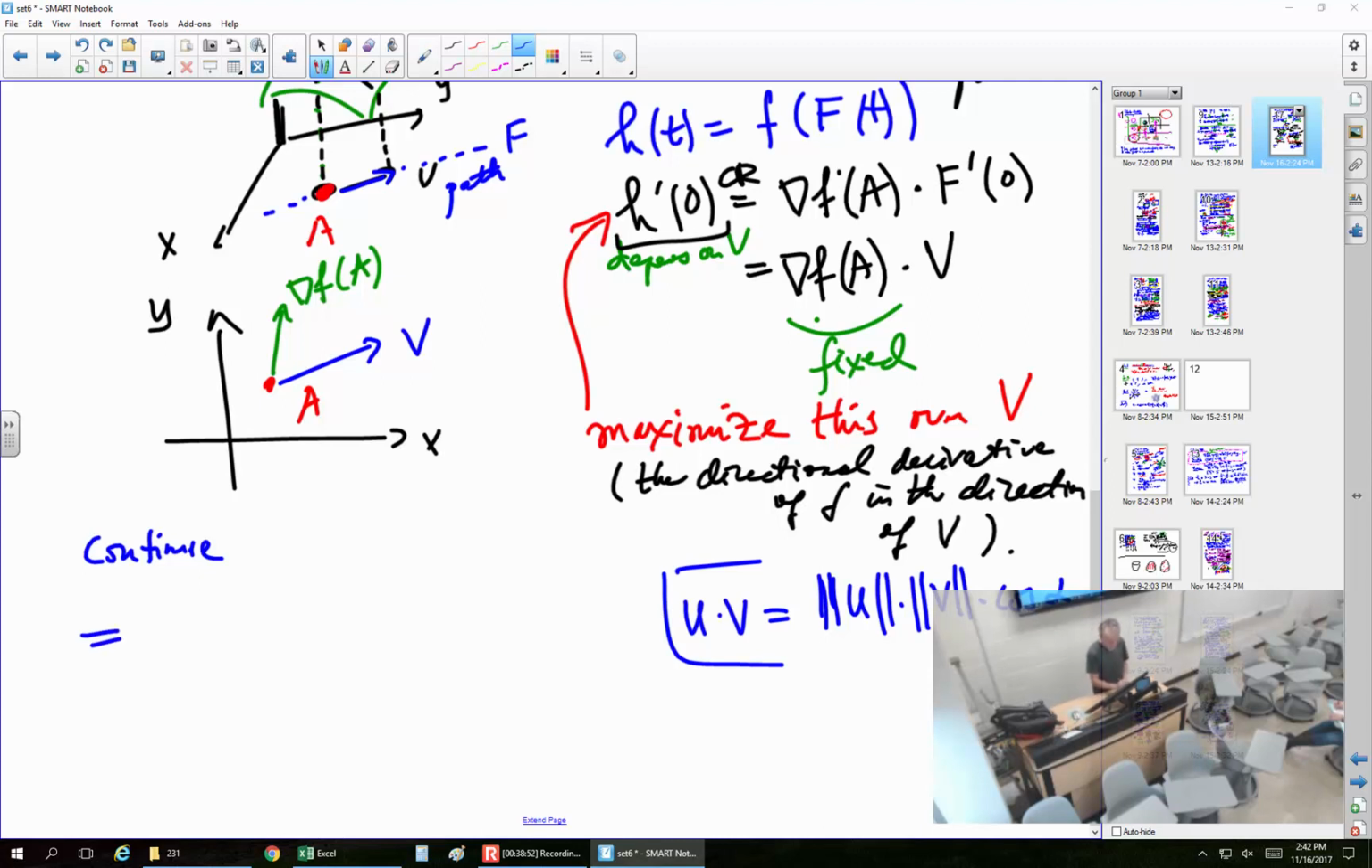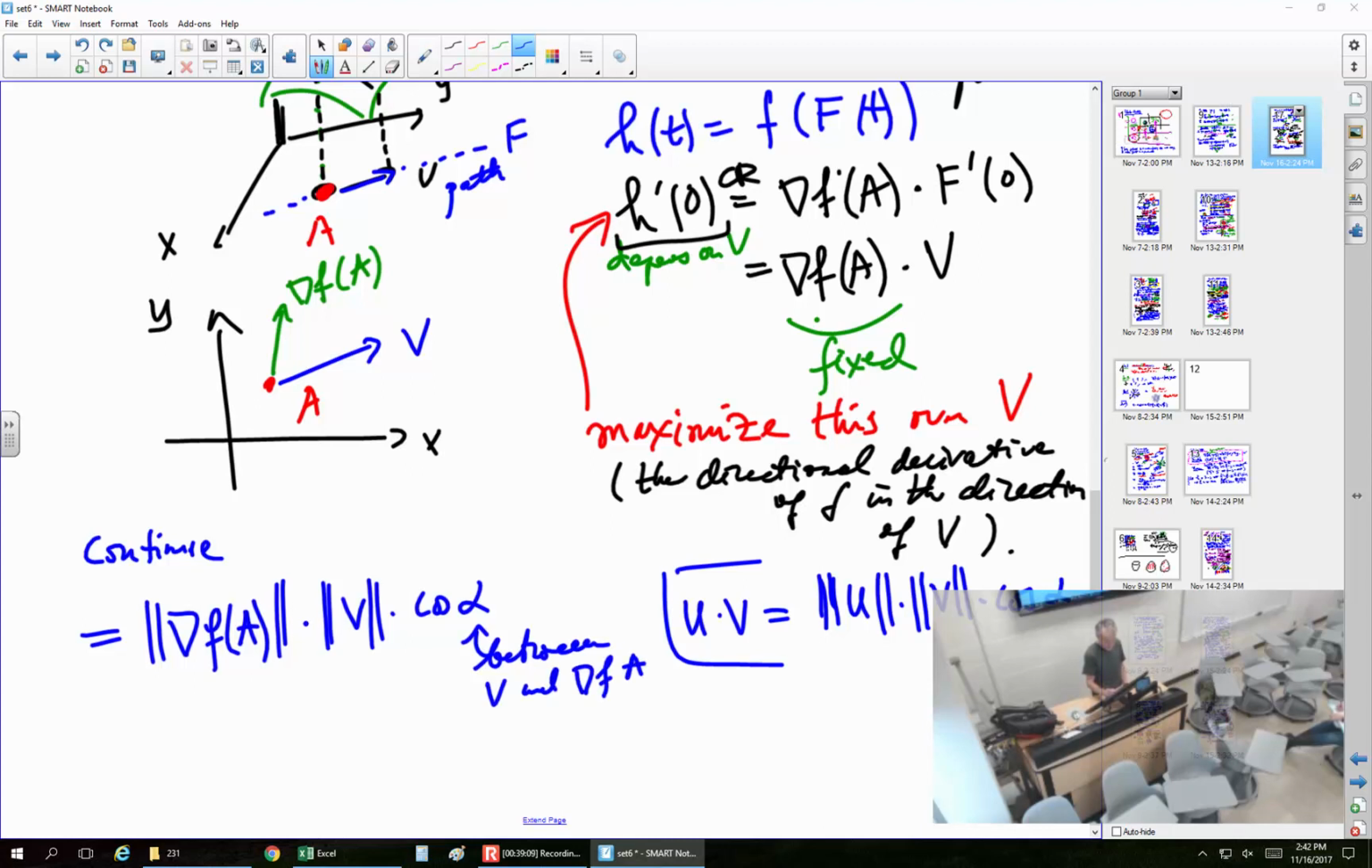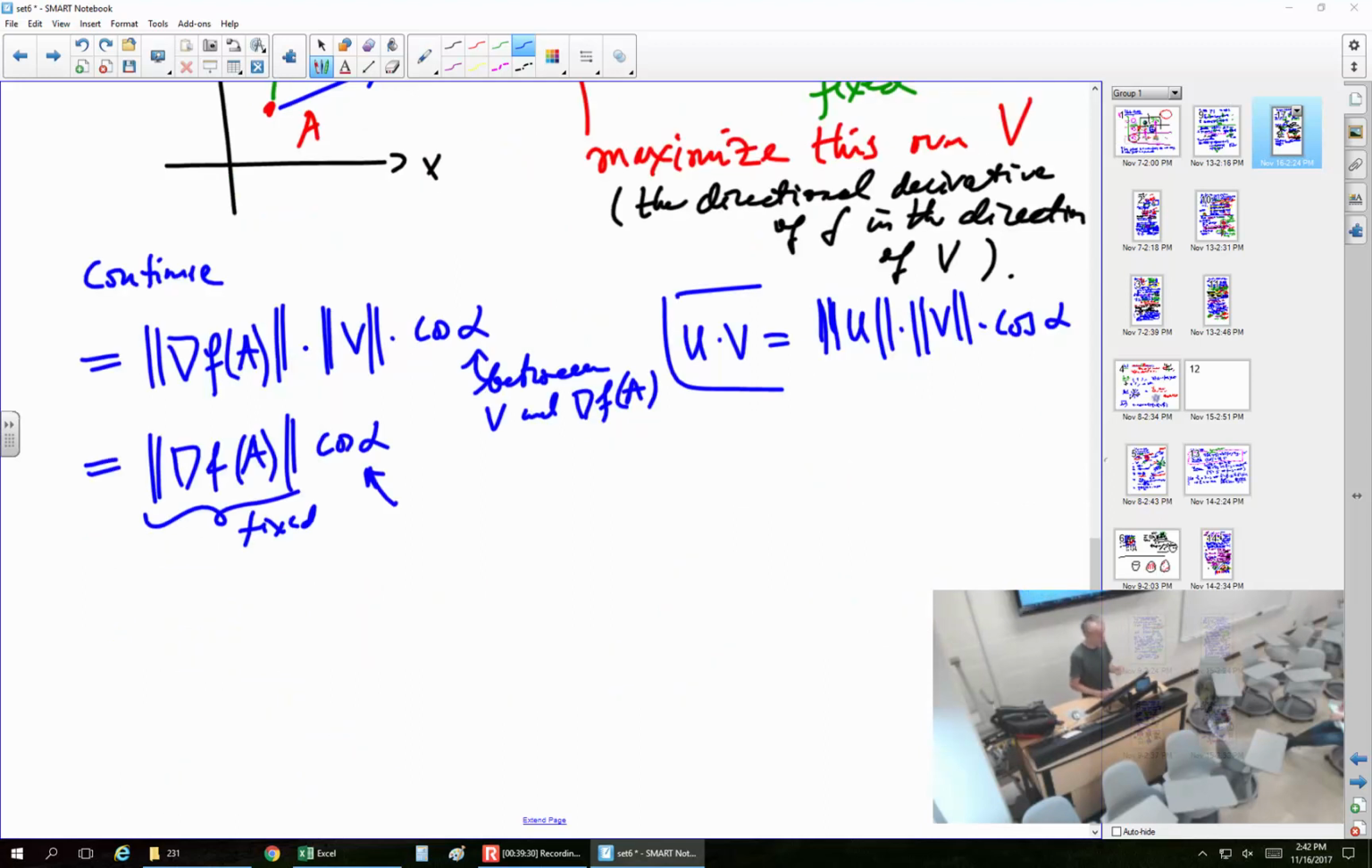And so what do I get? Then I'll have the magnitude of the gradient at that point times the magnitude of v times the cosine of the angle between v and del f at a, the gradient. Well, fortunately the magnitude of v is 1, so that certainly helps. On the other hand, this one is fixed. It is the same point, same function, so the gradient has the same value. So the only thing that determines everything is the angle. The angle is the only thing that matters, which we knew anyway.